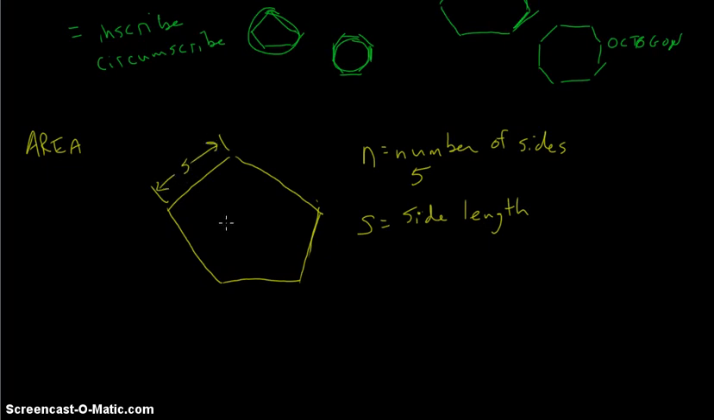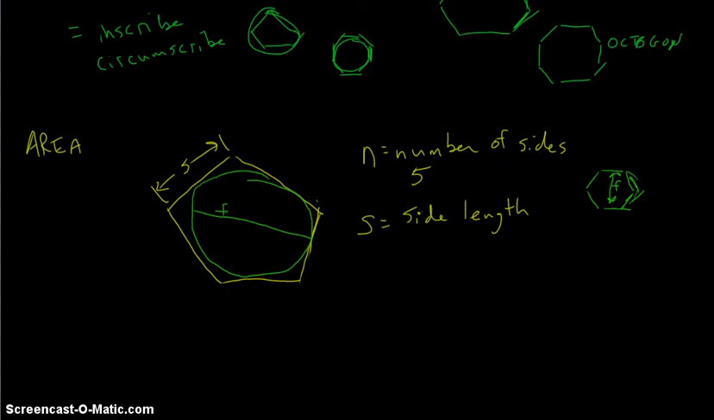We also need to know the distance between the faces. Now, in a pentagon, the faces are not parallel, so if I were to inscribe a circle here, if it fit in there perfectly, I would need to know the diameter of that circle. So that would be F. If, for example, I had a hexagon, then if the sides are parallel, that would be F.